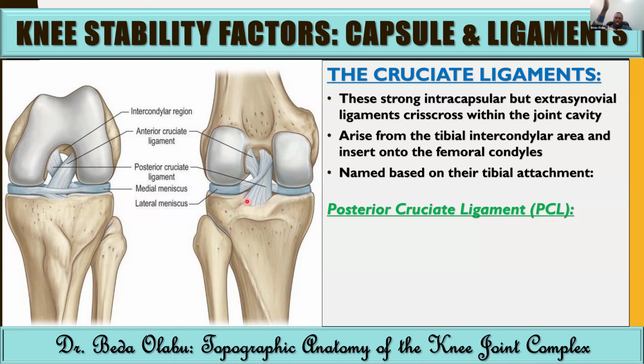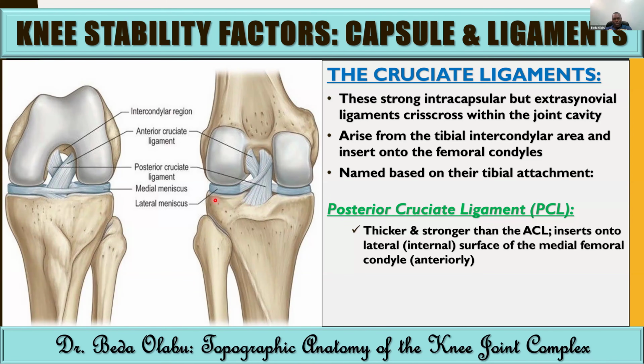So it runs more vertically than horizontally compared to the ACL. If you look at the horizontal angulation of the two ligaments, the PCL is more vertical compared to the ACL. We are going to see that in some images I have for you. It's also much thicker and stronger than the ACL. This one inserts onto the medial femoral condyle. Of course, because it was still going anteriorly, it will still insert on the anterior aspect of the medial femoral condyle, but not so much because of what I've told you, its orientation is more vertical.